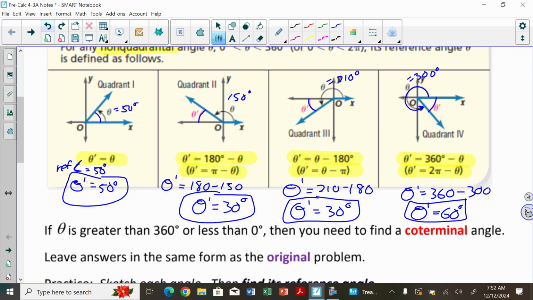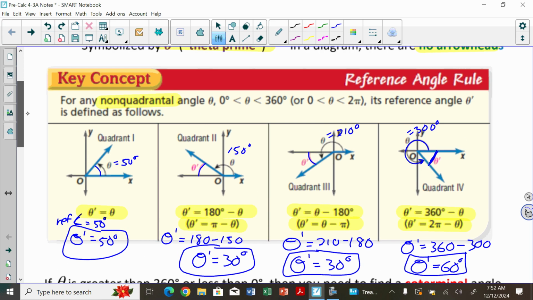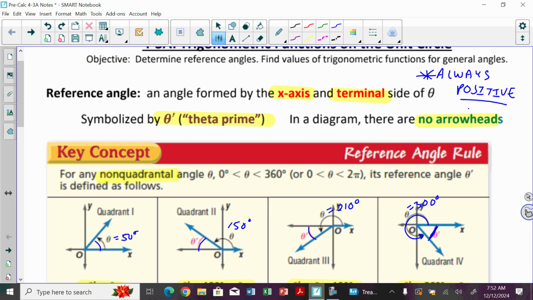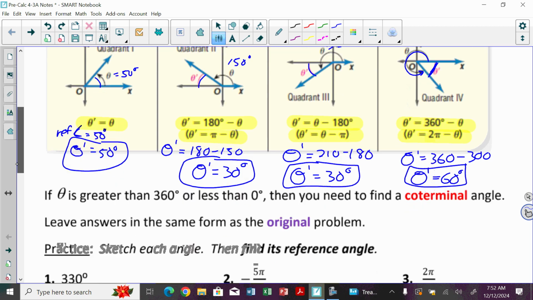Okay, now you might be saying, okay, well, but this angle here is a negative. We're going negative, should be a negative 60 degrees. Okay, but it's a reference angle, and so you're going from that x, so the reference angle is always positive. Remember that from up here? It's always positive. Okay, so we can get the idea there.